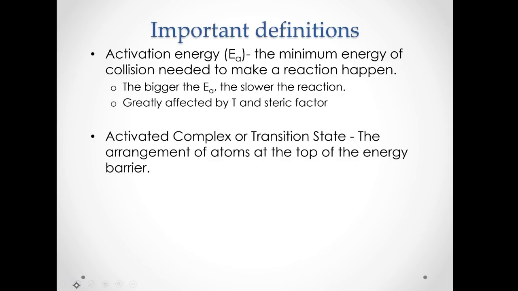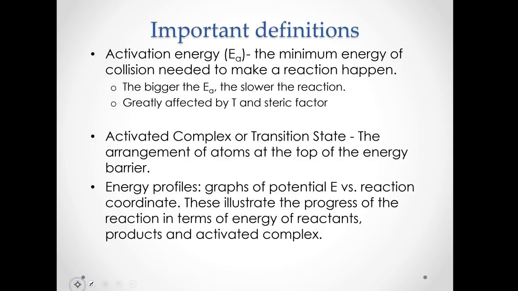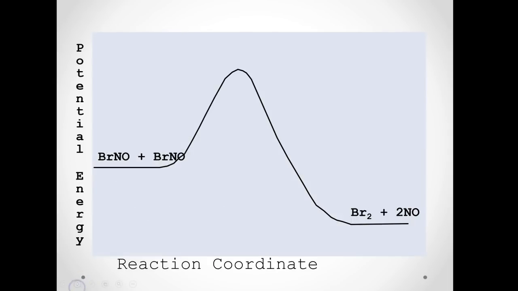The activated complex, or the transition state, is what the molecule looks like at the moment of collision, the moment it hits. It's a temporary state. And what we're going to talk about is these things called energy profiles. And they're going to graph potential energy versus time, essentially. They show the reaction in terms of the energy of the reactants, the products, and the activated complex.